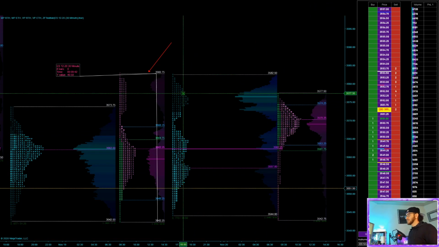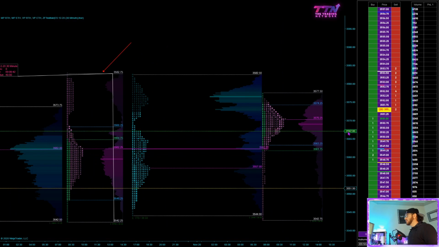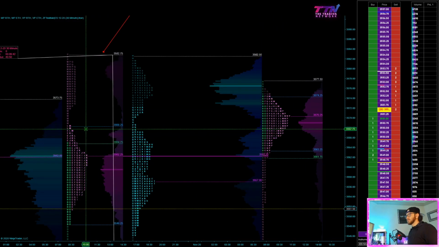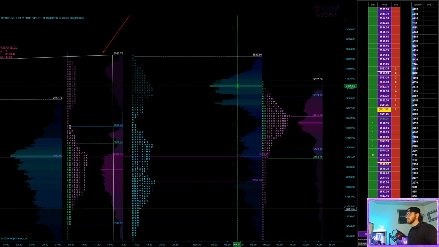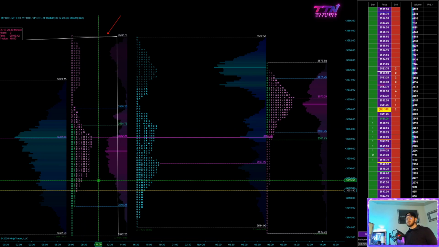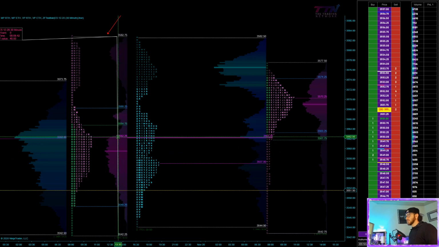Now, with that said, we opened outside of value, which means that we are opening outside of the value area here. The value area, for those of you who are not familiar, is where 70% of the session's trading activity takes place. This is the point of control. That's where the most trading activity takes place in the entire session, just for reference.